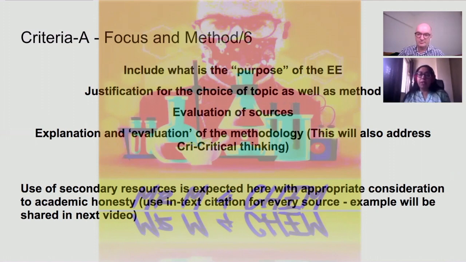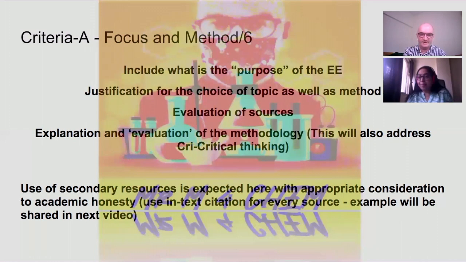When we are talking about the word evaluation, it is a command term. I'm sure you have come across command terms in your DP classes so many times. So definitely it is an important point to remember. It will also help us to look at criterion C. You are expected to use secondary resources for your research. That is very clear, and it is expected that appropriate consideration of academic honesty is given. That means you have to use in-text citation for every source that you use. Some examples you will see in the next videos which we'll share, which clearly show how students write and how they cite the resources that they use.